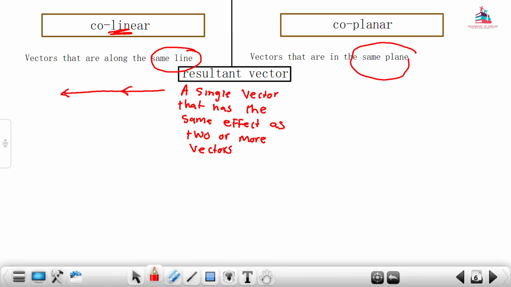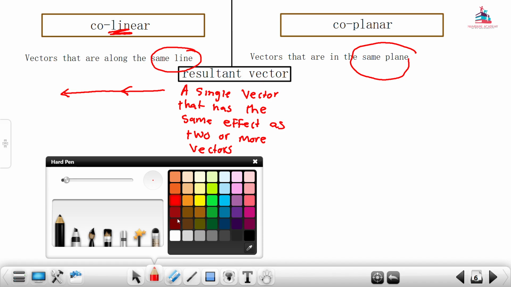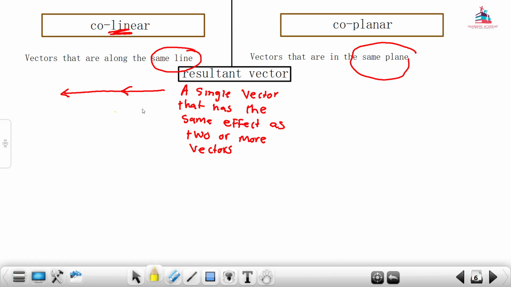All right, so let me change the color so that I can present a resultant vector for our collinear vectors. Remember, the examiner will give you a scale. So we said it must be a single vector. There it is, it's single. That has the same effect. What is the same effect? In terms of the direction it's going, the same direction as the two or more vectors, also the magnitude. So this is our resultant vector.